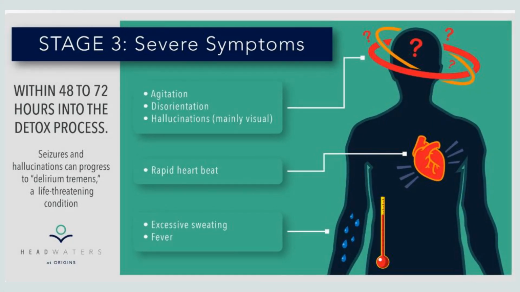Stage 3, severe symptoms. Within 48 to 72 hours into the detox process, seizures and hallucinations can progress to delirium tremens, a life-threatening condition. Agitation, disorientation, hallucinations, mainly visual, rapid heartbeat, excessive sweating, and fever.